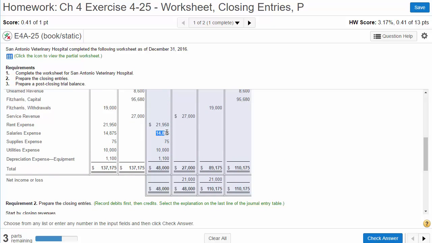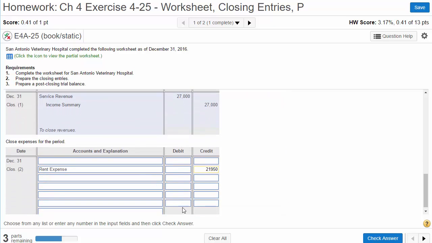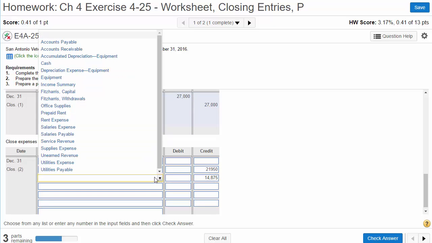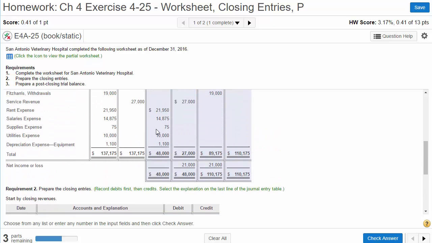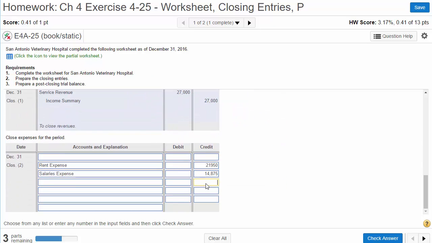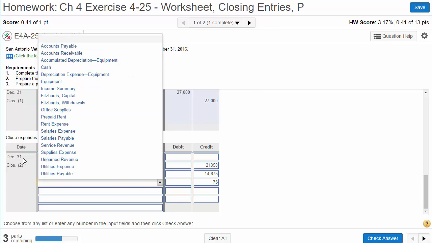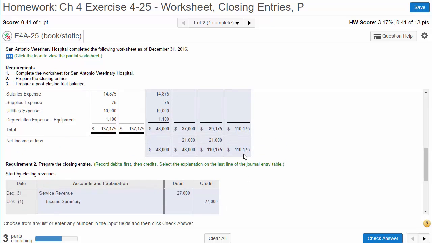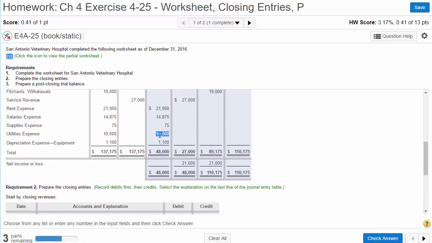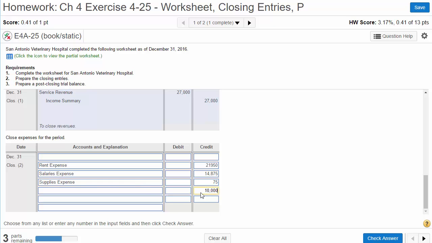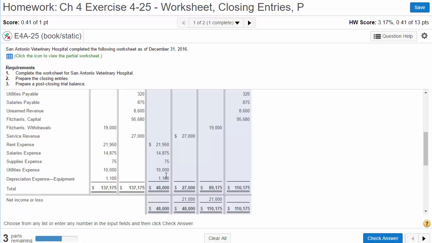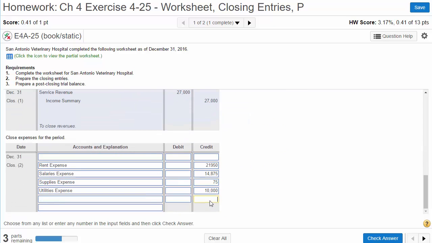So we've got, oh, I forgot, I can just copy and paste. So I've got $14,875 of salaries expense. We've got 75 of supplies expense. No need to copy that. Scrolling back up, I got $10,000 of utilities expense. And then we've got, triple click on that to select it, $1,100 of depreciation expense.